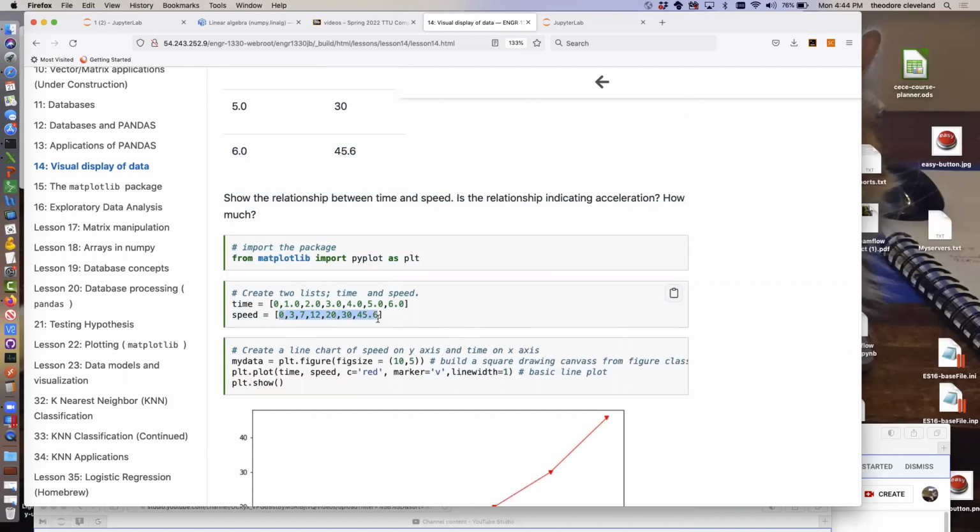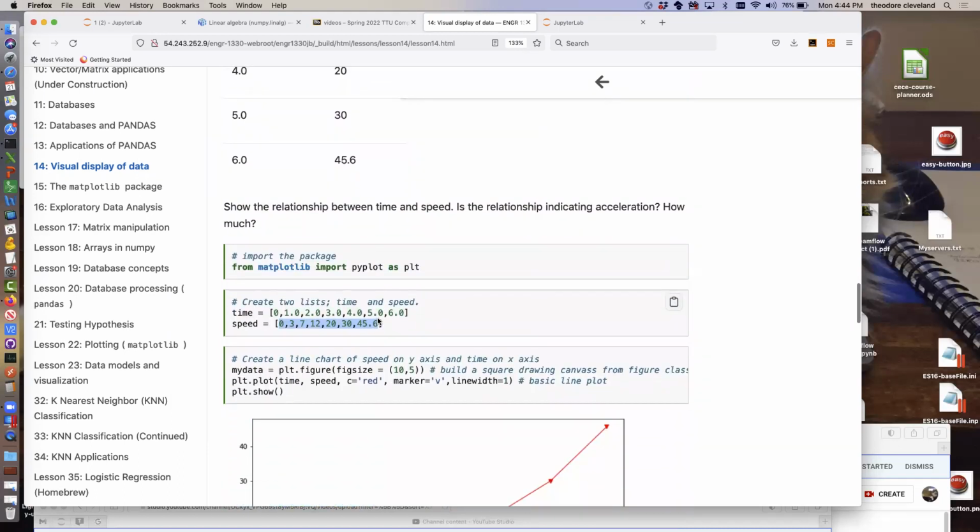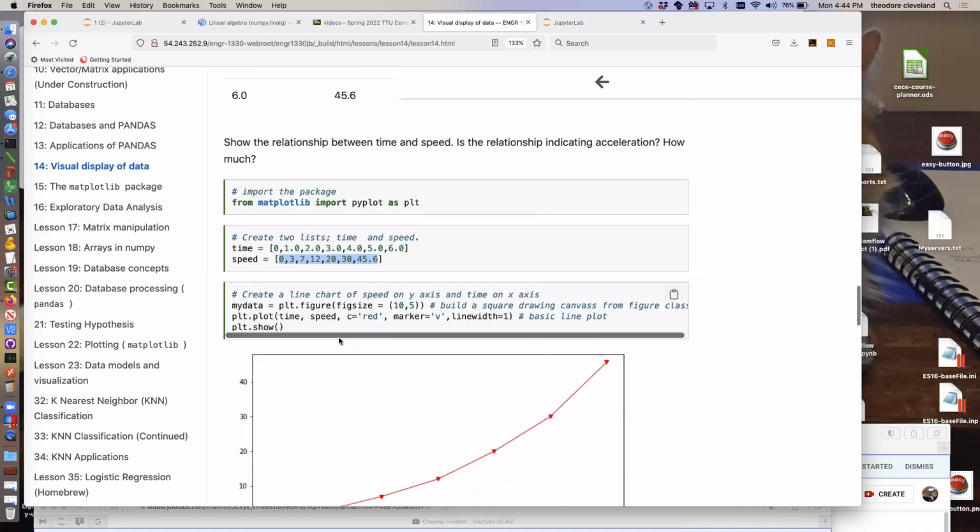And then speed is shown here. So those are those two columns right up here, just entered as lists. Okay, so nothing surprising there. And now we'll create a line chart. So to do that, we will create an object called my data, because that seems like a good name. Anything. We'll invoke the plot function.